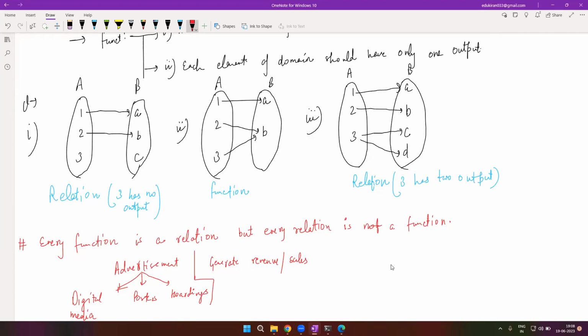What does a function do? A function connects two variables with each other. Now, what are the variables here? Advertisement is a variable here and sales is a variable here. We are trying to connect sales and advertisement with each other by some mathematical formulation, which we will get through numbers.